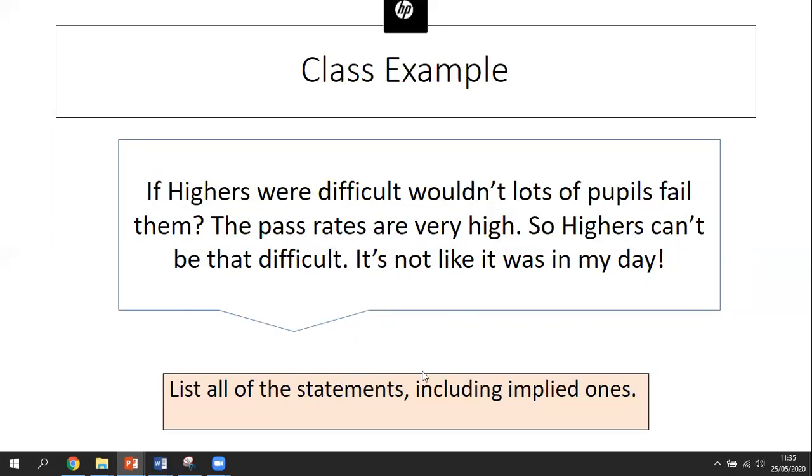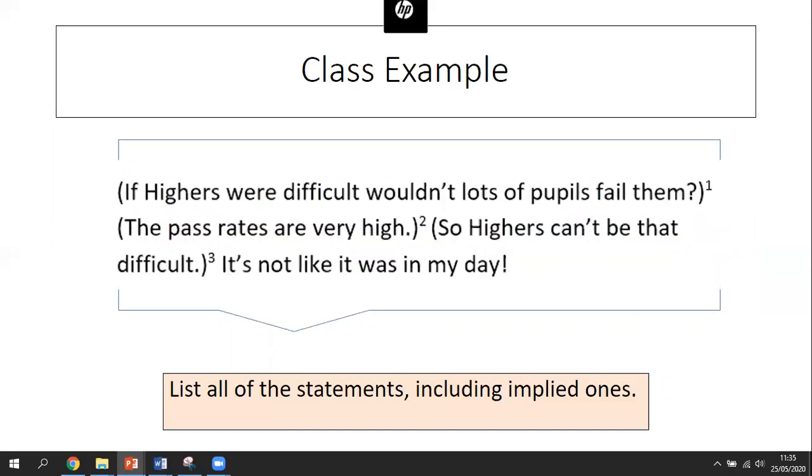What you need to do first of all is to put brackets around each of the statements. So like this. Put brackets around them and number them 1, 2, and 3.